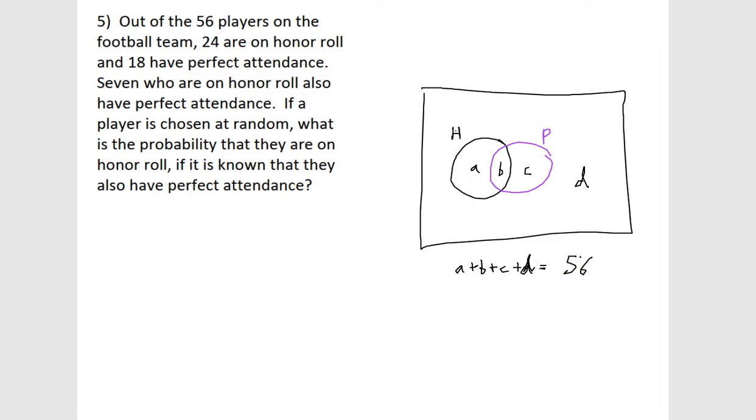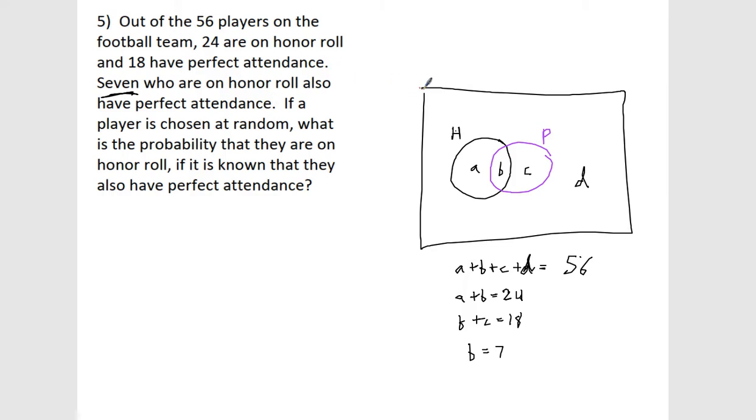It says 24 are honor roll. So the honor roll students, that's A and B, because B represents perfect attendance and honor roll. So A plus B is honor roll, that's 24. B plus C, that's perfect attendance, that's 18. Just looking at this. And it says 7 are both honor roll and perfect attendance. That tells us B is 7.